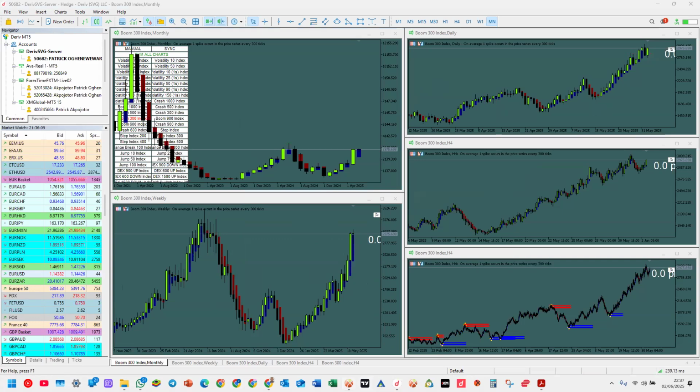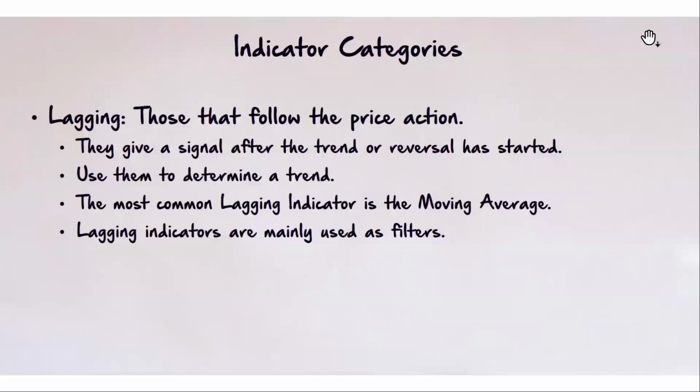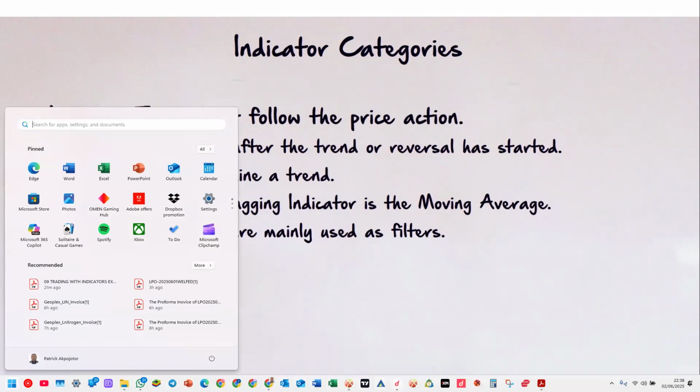Okay, so let's continue what we're doing. The most common of all the indicators is usually the lagging indicator, and of course, it is the moving average. Now, a lot of people don't like moving average. A lot of people take advantage of moving average. And I can tell you that you should like moving average. It's very simple. I will prove it to you.